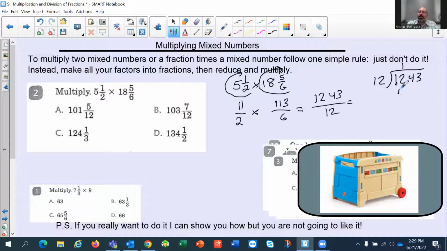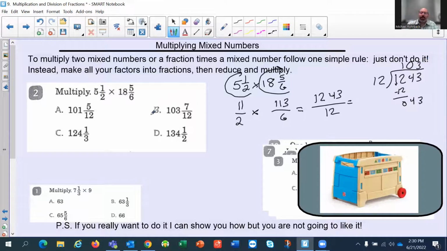1 times 12 is 12. Now that worked out well. You bring down a 0. You bring down your 4. Can I take a 12 out of a 4? No. So put a 0. I bring down the 3. How many times can 12 go into 43? Well, 12 times 1 is 12, times 2 is 24, times 3 is 36, times 4 is 48. It's too much. So times 3, 103.